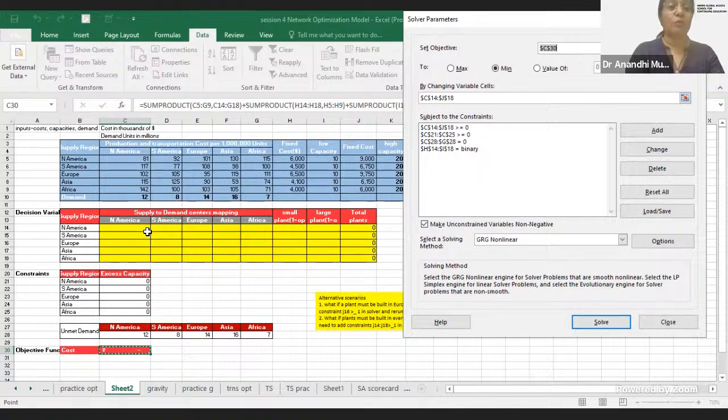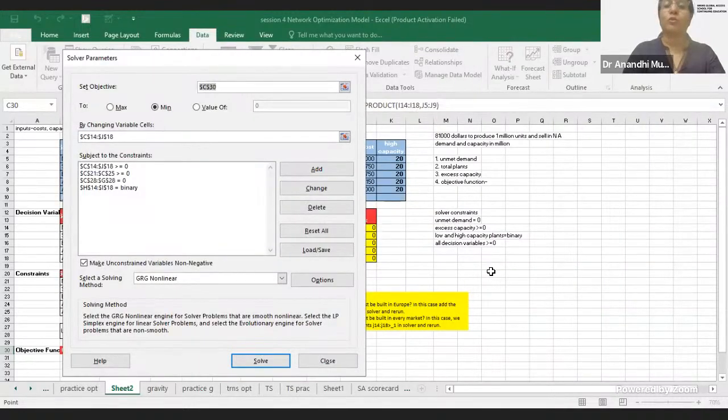So this is where I want Solver to suggest the number of plants, by changing variables in these cells. Then I have a lot of constraints. As I told you, a thumb rule is that I can have excess capacity, but I need to cater to all the demand. So let us see the constraints one by one.